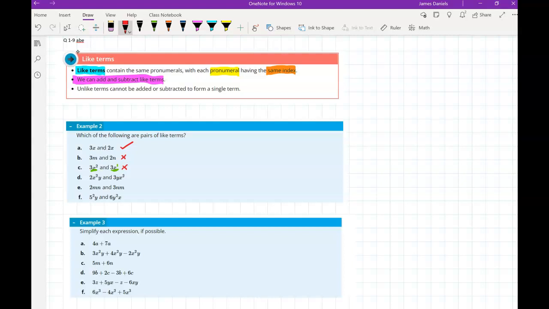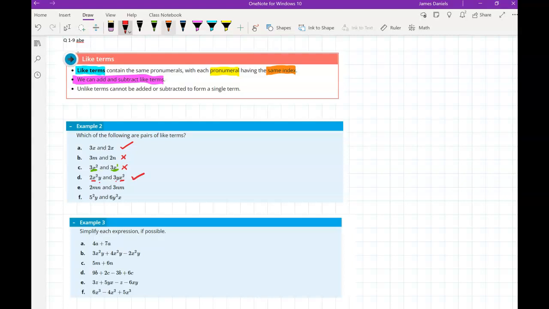With multiplication, because this is 2 times x squared times y, the order that they're in doesn't matter. We just like the coefficient to be at the front. So this one has an x squared, this one also has an x squared. Same pronumeral, same index. This has a y, and this also has 1y. So therefore they are like terms.